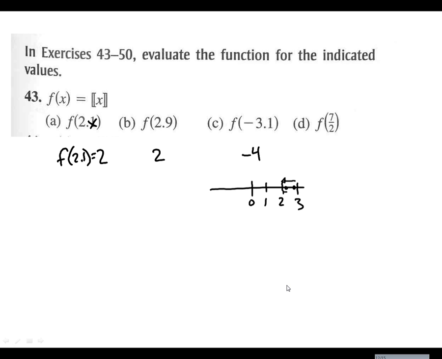If we go back here to -3, -3.1 is right there, and the same rule applies. We have to go backwards to the last integer. So negatives are a bit of a trick on here. Be careful with them. 7 over 2 is the same as f of 3.5, and so 3.5 is going to go down to just 3.